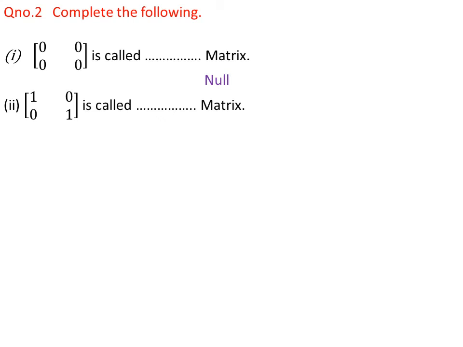Second is a matrix with the elements 1, 0, 0 and 1 is called dash matrix. If the diagonal places in a matrix are 1 and all other elements are zeros, then we can say that this is a unit matrix or identity matrix.